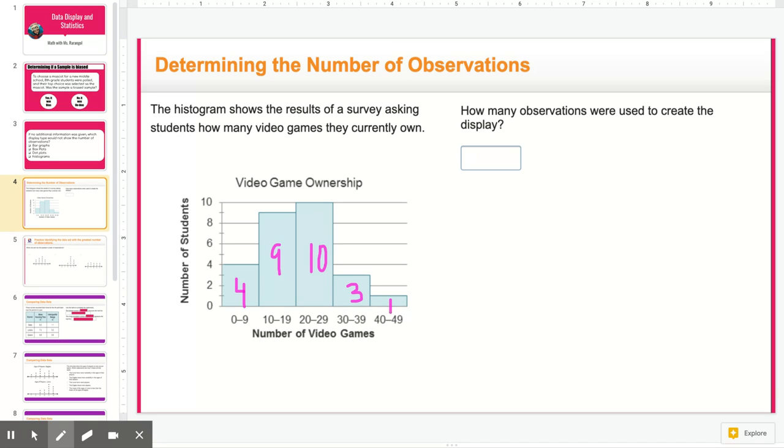So to figure out the total, what operation would we have to do? Good, we would have to add them all up. Okay, so go ahead and add them all up, and I will wait to see what you get. Okay, so you should have added that all together, and I got 27, and I'll go back and double check it. So 10 plus 9 is 19, 20, 21, 22, 23, 24, 25, 26, 27. Okay, so 27 people were observed.